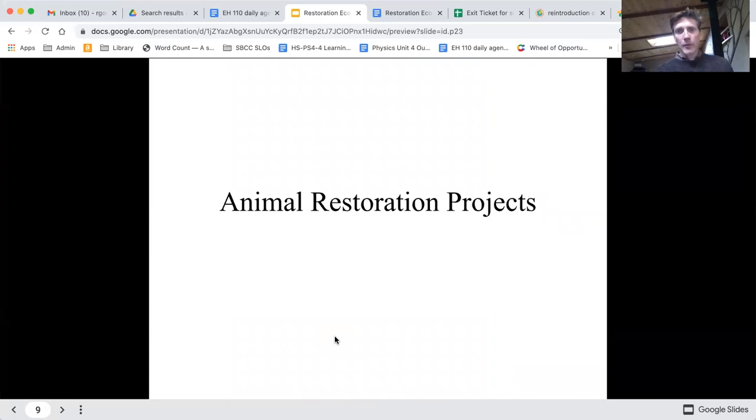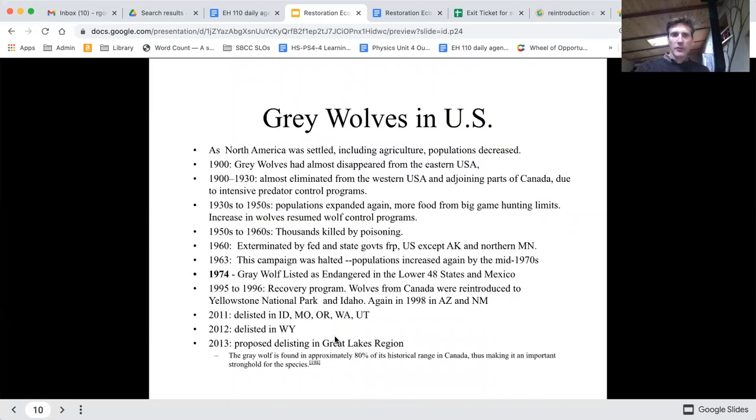We'll take a look at some animal restoration projects. One of the most famous is the gray wolves in the United States. You don't have to know the details of this, but let's just take a look at some general timeframes. It used to be that wolves were all over the North American continent. By 1900, gray wolves had almost disappeared from the eastern US. And from the 1900s to 1930s, they were almost eliminated from the western US.